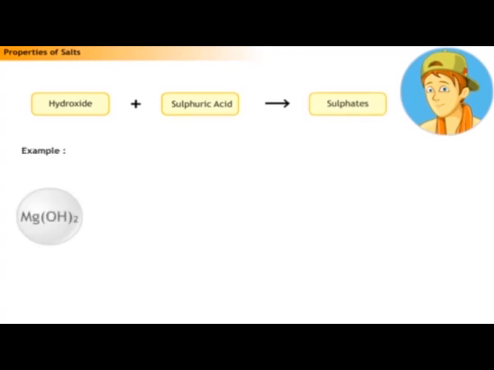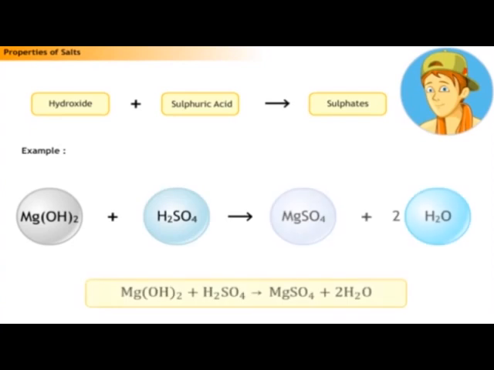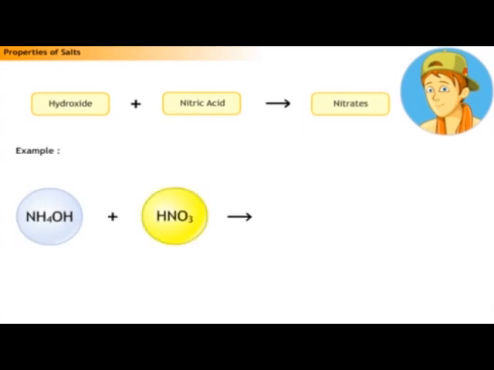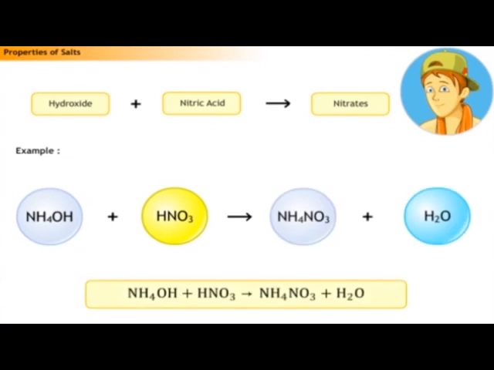Similarly, salts formed from any hydroxide and sulfuric acid are called sulfates. For example, magnesium hydroxide reacts with sulfuric acid to form magnesium sulfate. Accordingly, salts formed from any hydroxide and nitric acid are known as nitrates. Ammonium hydroxide reacts with nitric acid to form the salt ammonium nitrate.